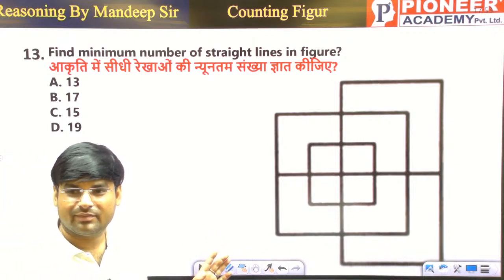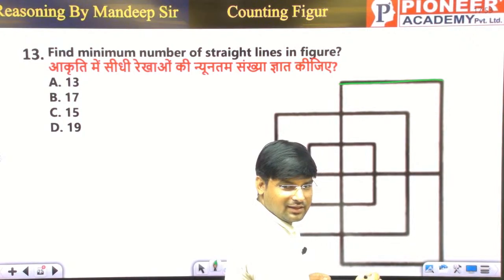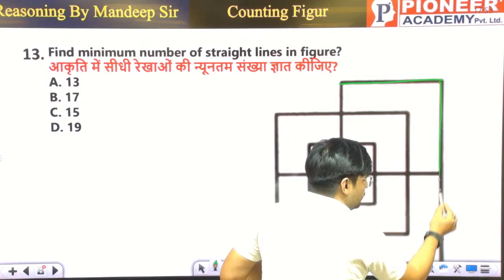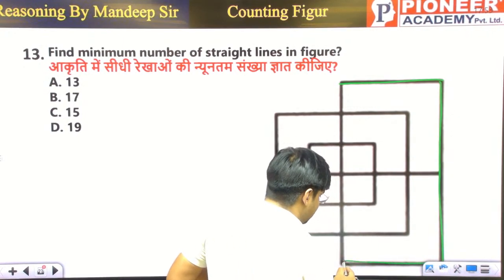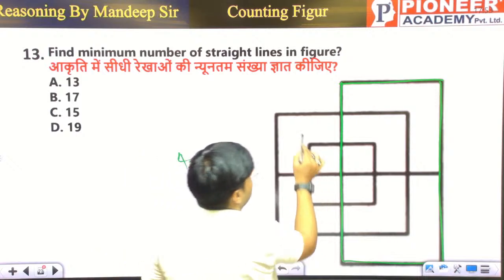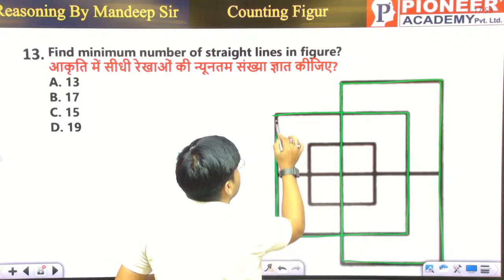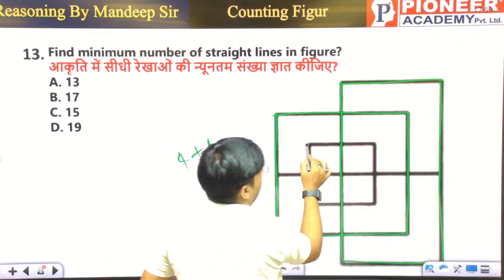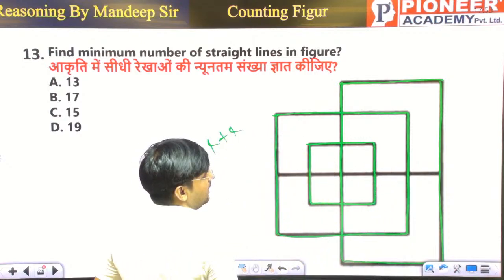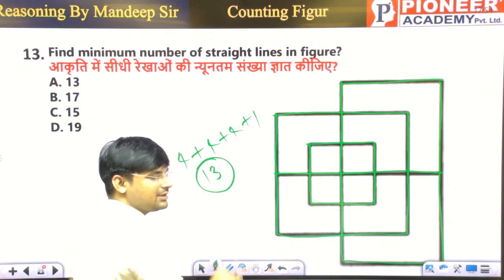Look at me. 1, 2, 3, and 4. There are 4 lines. And 1, 2, 3, 4. There are also 4 lines. 1, 2, 3, 4. Then 4 lines. And the remnant is only this line plus 1. There are 13 straight lines in this figure.